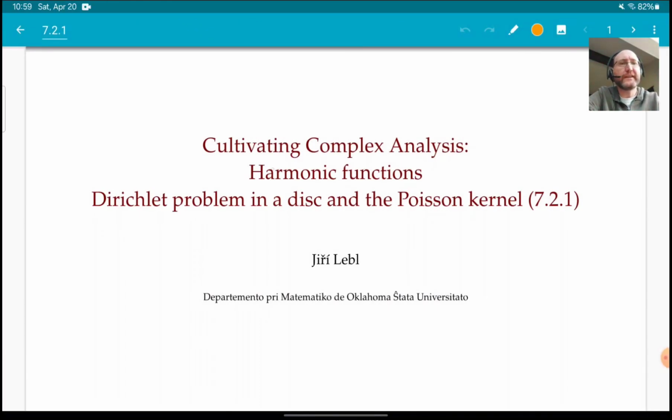So we're looking at harmonic functions, and in particular the Dirichlet problem and solving the Dirichlet problem in a disk using the Poisson kernel in the disk.